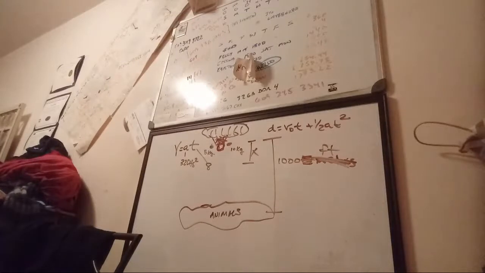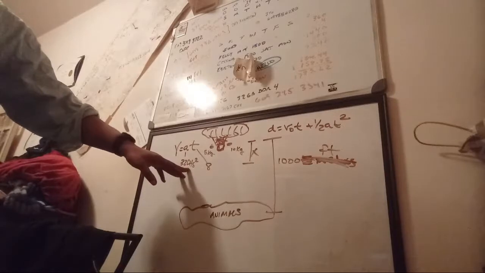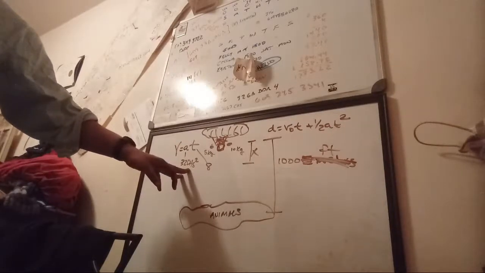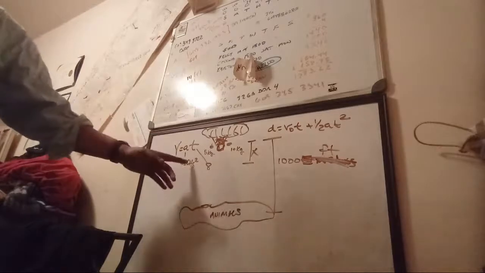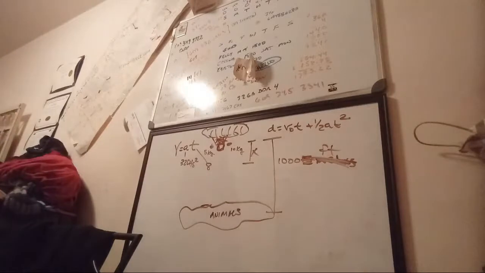Okay. And the units would be feet per second. That's feet per second, not feet per second squared, because feet per second squared applies to acceleration. The velocity would just be feet per second.